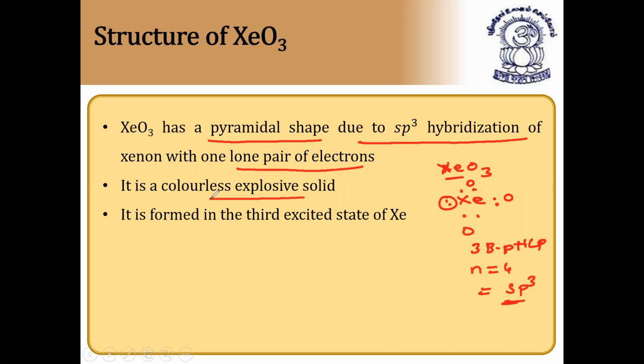It is a colorless explosive solid. It is formed in the third excited state of xenon, because from xenon hexafluoride only we got this. So it is formed in the third excited state of xenon, because 1, 2, 3, third excited state of xenon. I hope it is clear.